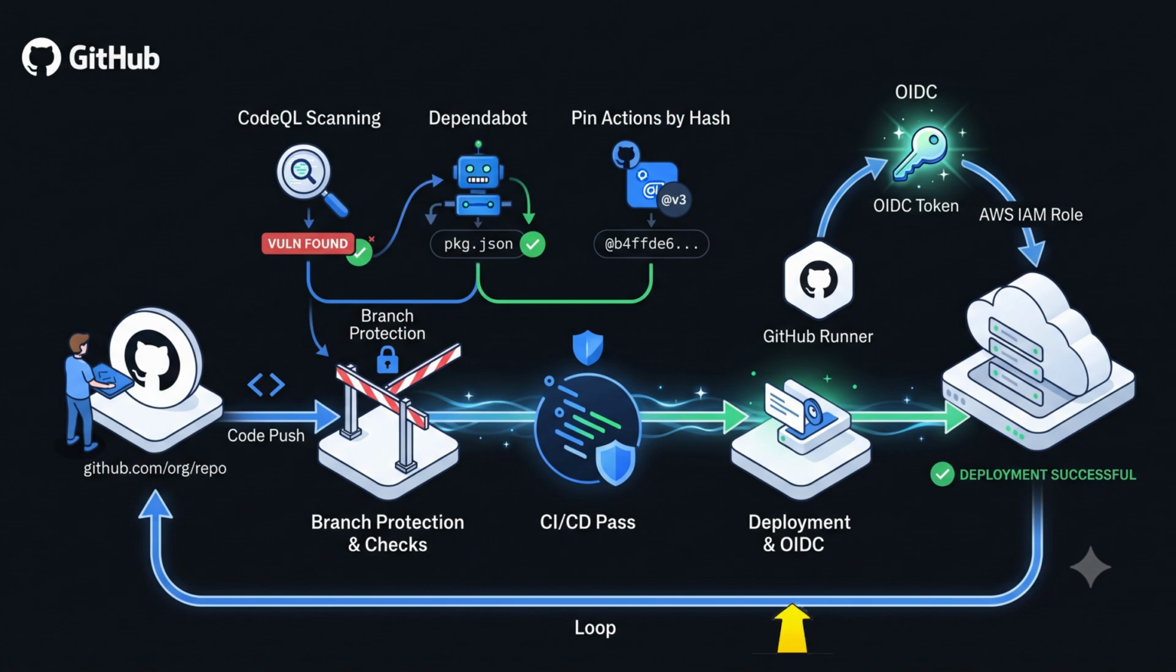Three, zero trust deployment. Notice the OIDC step at the end. We don't store static credentials. Instead, our GitHub runner requests a temporary, short-lived token to authenticate with AWS. By running these checks through branch protection, we ensure that if any vulnerability is found, the gate stays shut and nothing reaches production until it's verified.